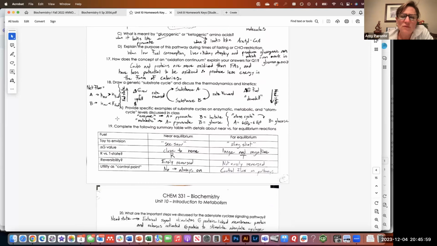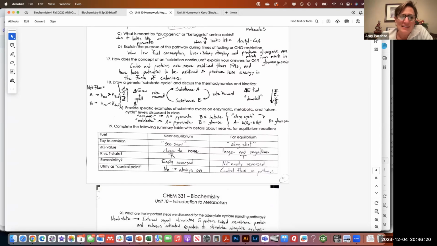So again, this is the stuff we just talked about today. And since it was probably towards the end of class and your mind was probably about full, just kind of summarizing the concepts with near and far equilibrium reactions. So if something is near equilibrium, the delta G value is close to 0. Far equilibrium are large and negative.